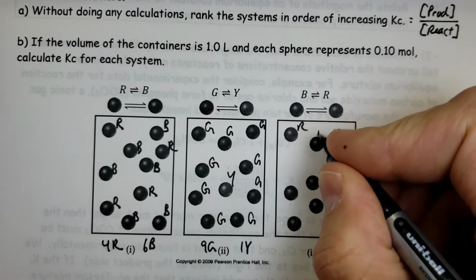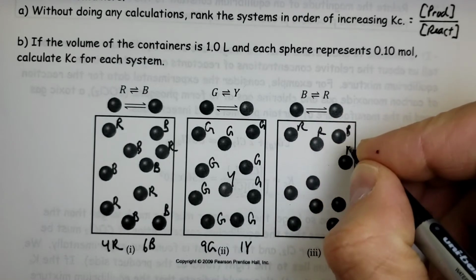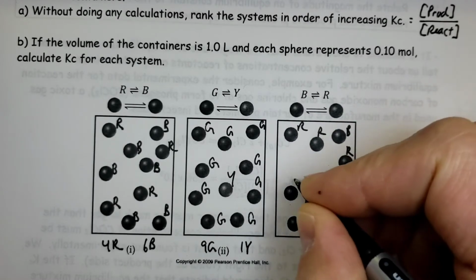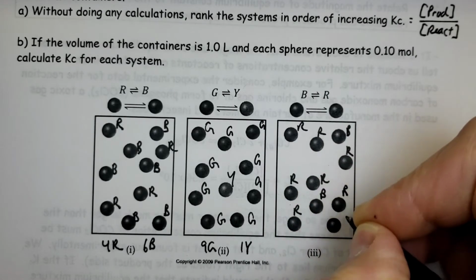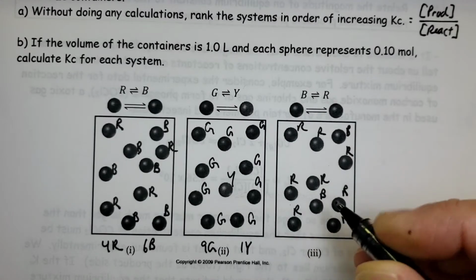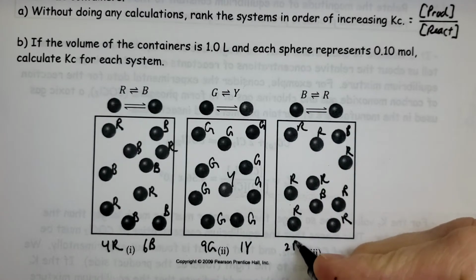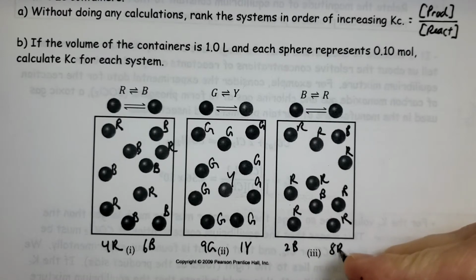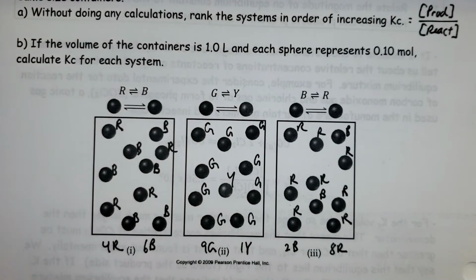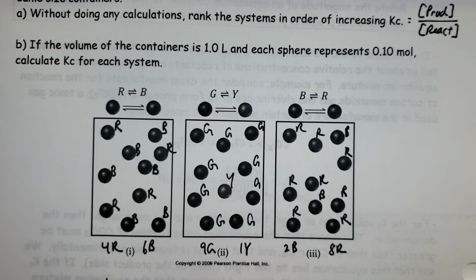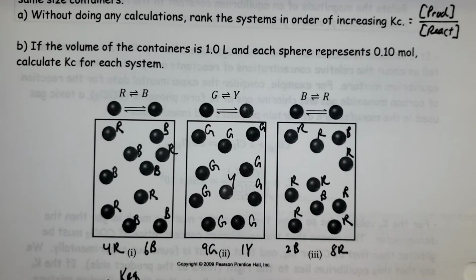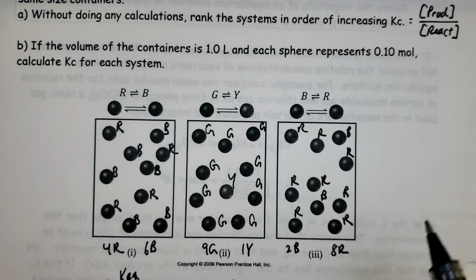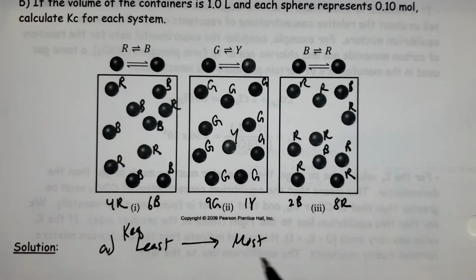Here we have red, red, blue, red, red, red, red, blue, red, red. So in total, let's see here, 2 blue and 8 reds. So if you were just to take a quick look in terms of Keq from least to largest. Okay, not really grammatically correct there. So from least to most.